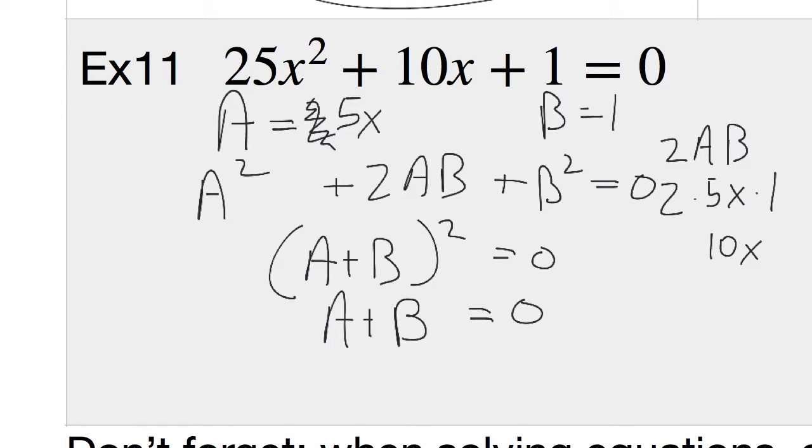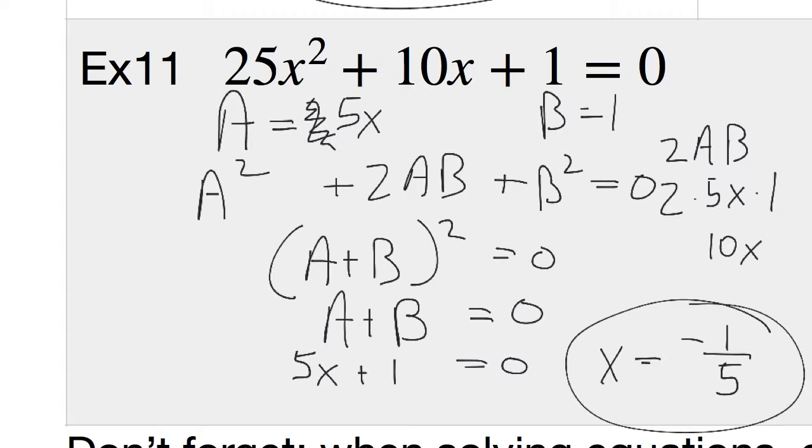What is a and b again? That would be 5x and 1. So 5x plus 1 is equal to 0. When I solve that equation, I get x is equal to negative 1 over 5. That is the one solution.